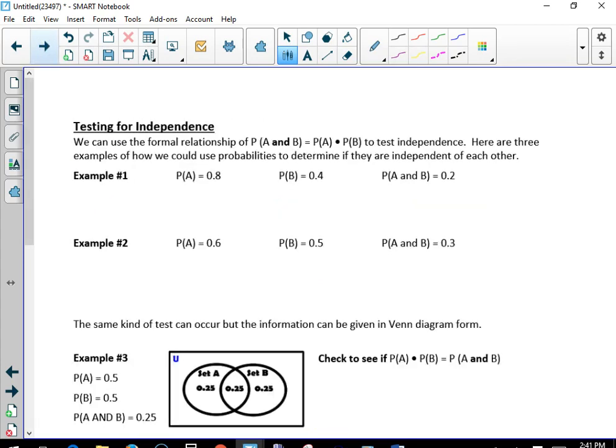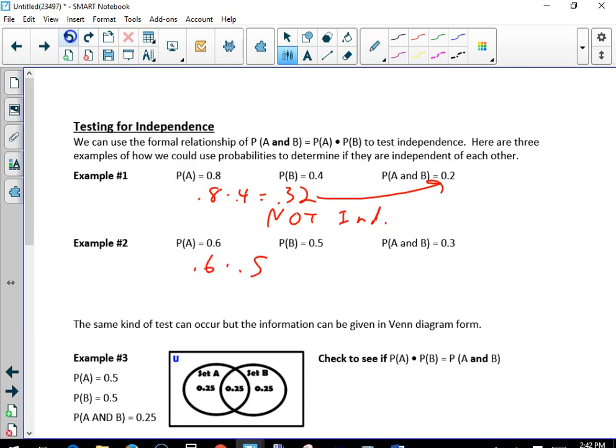All right, last concept. Testing for independence. We can use the formal relationship of probability of A and B, meaning probability of A times the probability of B, to test it. Here are three examples of how we could use the probabilities to determine if they're independent of each other. So, probability of A is 0.8, B is 0.4. 0.8 times 0.4 is 0.32, which is not 0.2, which means that these are not independent, because the math doesn't work out.